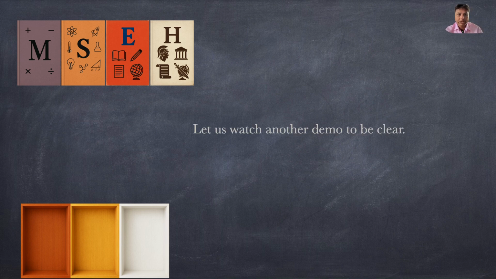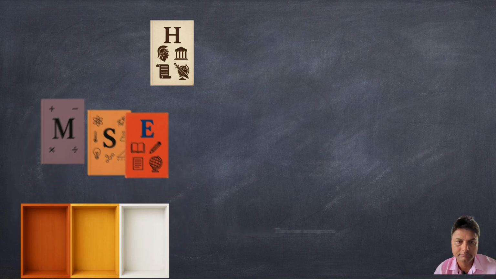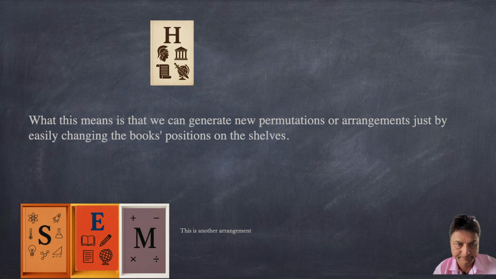Let us watch another demo to be clear. This is one arrangement. This is another arrangement. What this means is that we can generate new permutations or arrangements just by changing the books' positions on the shelves.